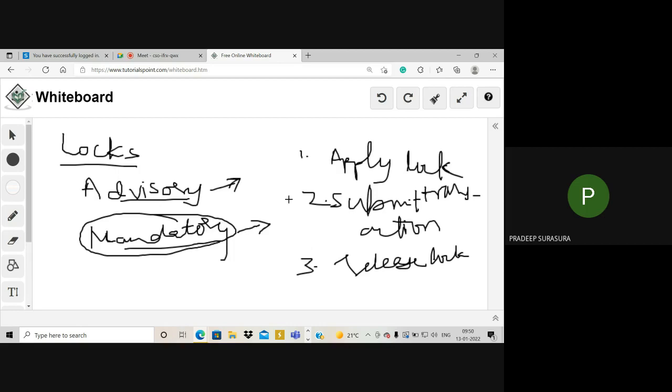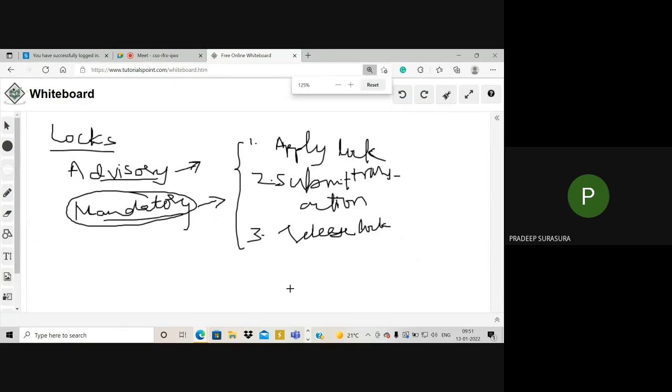The very first step is apply lock, the second is submit or execute the transaction, and the third step is to release the lock. Transactions cannot execute without applying a lock first, and once the transaction is submitted, locks have to be released. So these three steps have to be mandatorily followed. That's why the name given is mandatory locks.